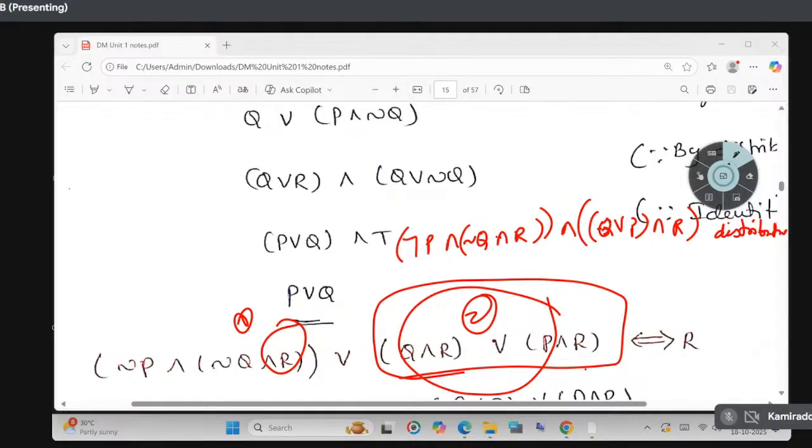First step: according to the distributive law, we have written the given question into the form of that particular thing. What is our second step? We need to take out the common thing outside. So for that, what are we going to do? Which is in the form of completely AND, right? Negation P and negation Q and negation R.